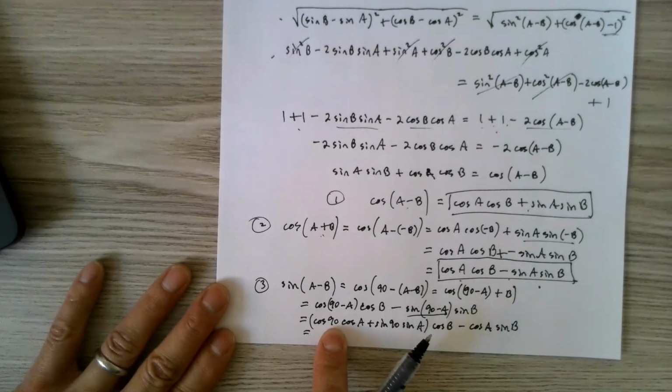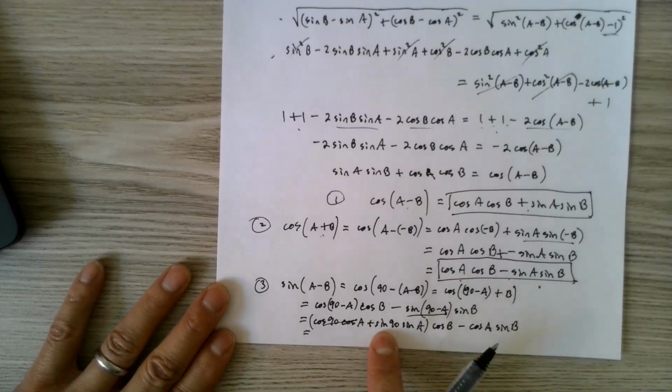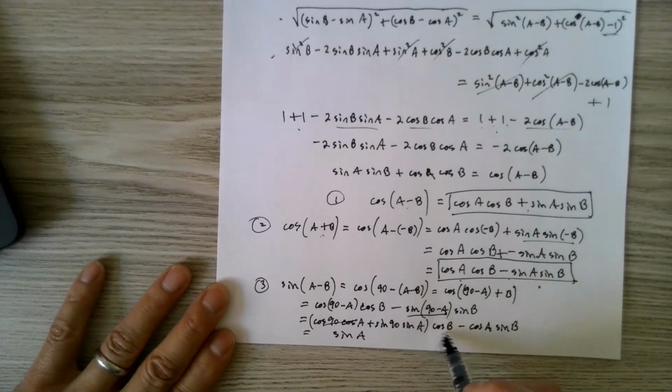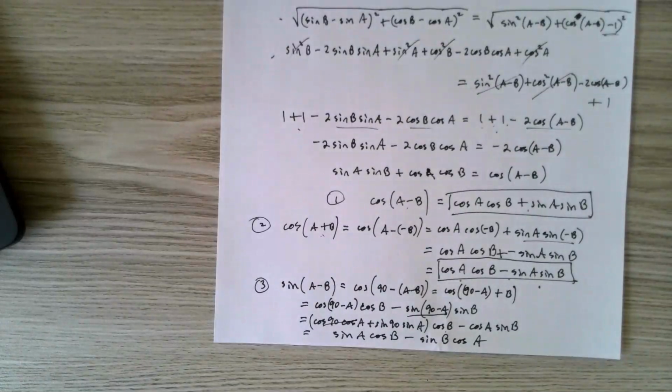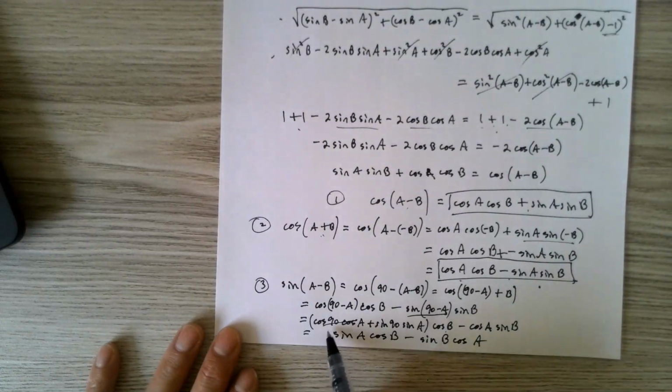Okay, then I can simplify this part. Cosine of 90 is 0, so that's going to go away. And sine of 90 is 1. So 1 times sine A is sine A times cosine B, and we'll switch the order around here. And so there's number 3.